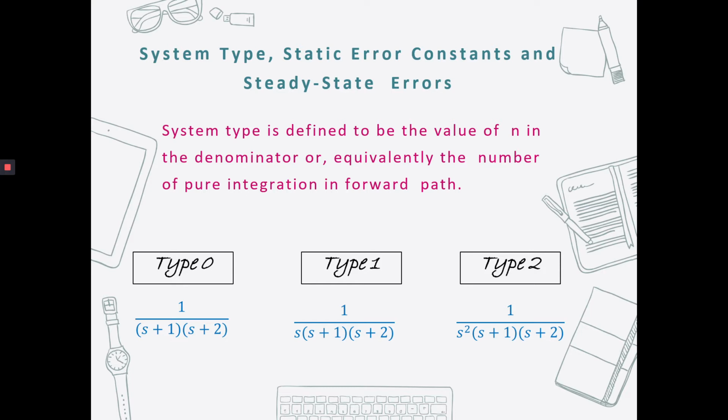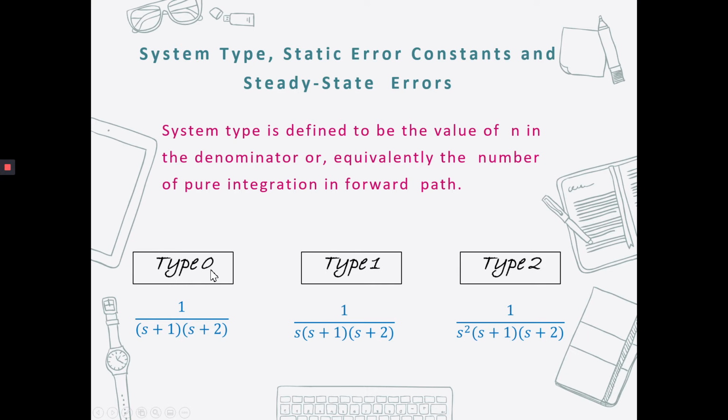System type is defined to be the value of n in the denominator, or equivalently the number of pure integrations in the forward path. If this contains s squared, n equals 2, so this is type 2. This is s with a power of 1, so n equals 1, this is type 1. And this is actually s with a power of 0, which is equal to 1, so we didn't write it here. So n equals 0, this is type 0.